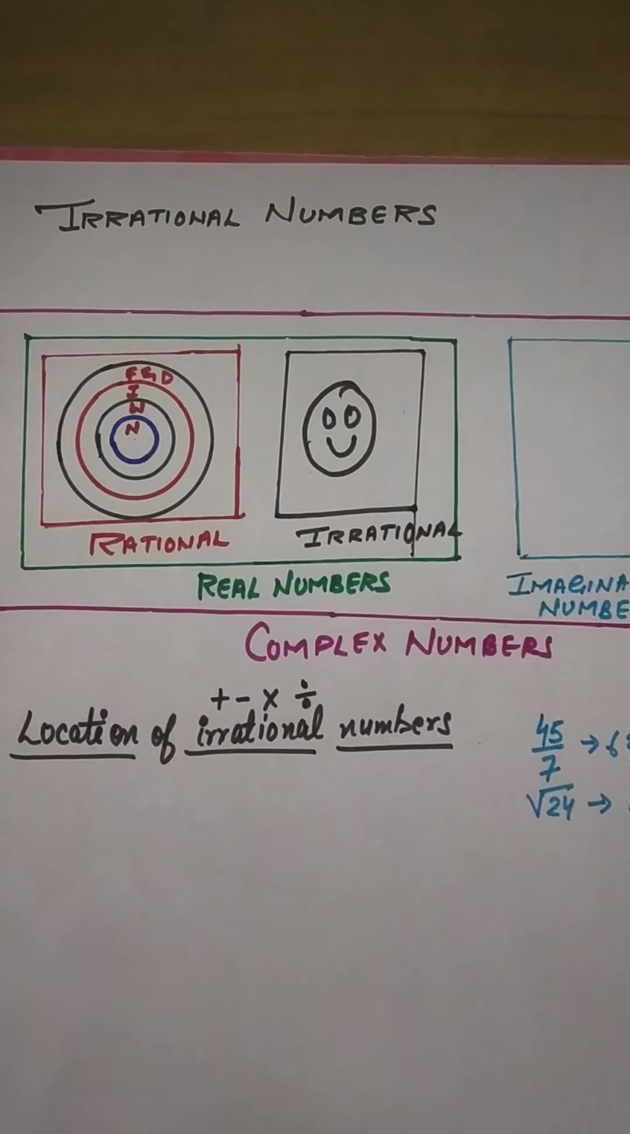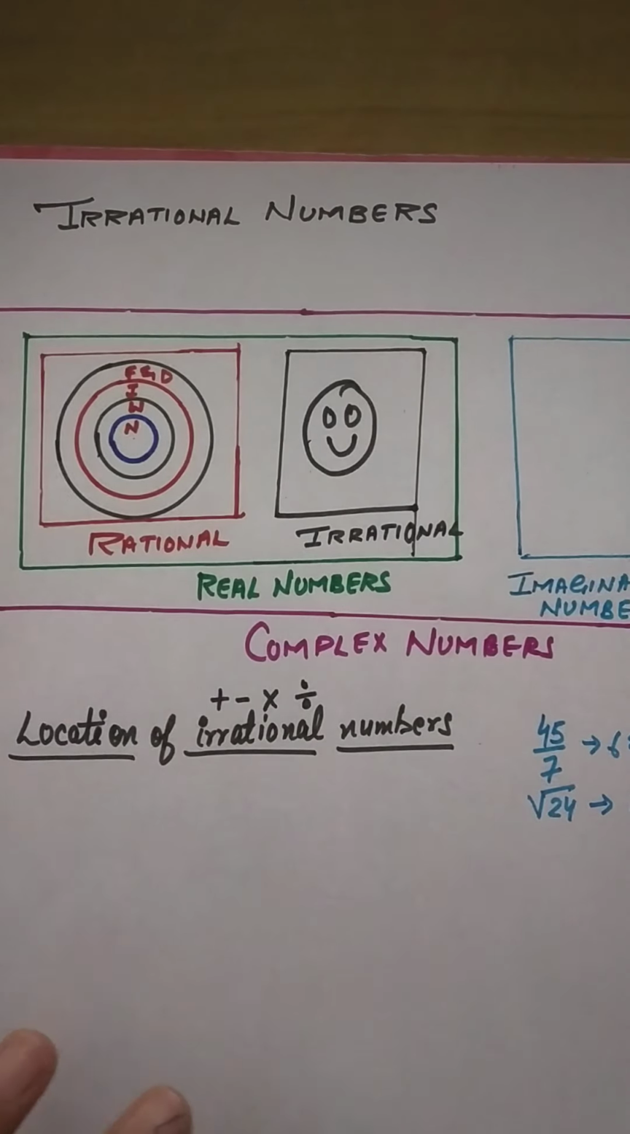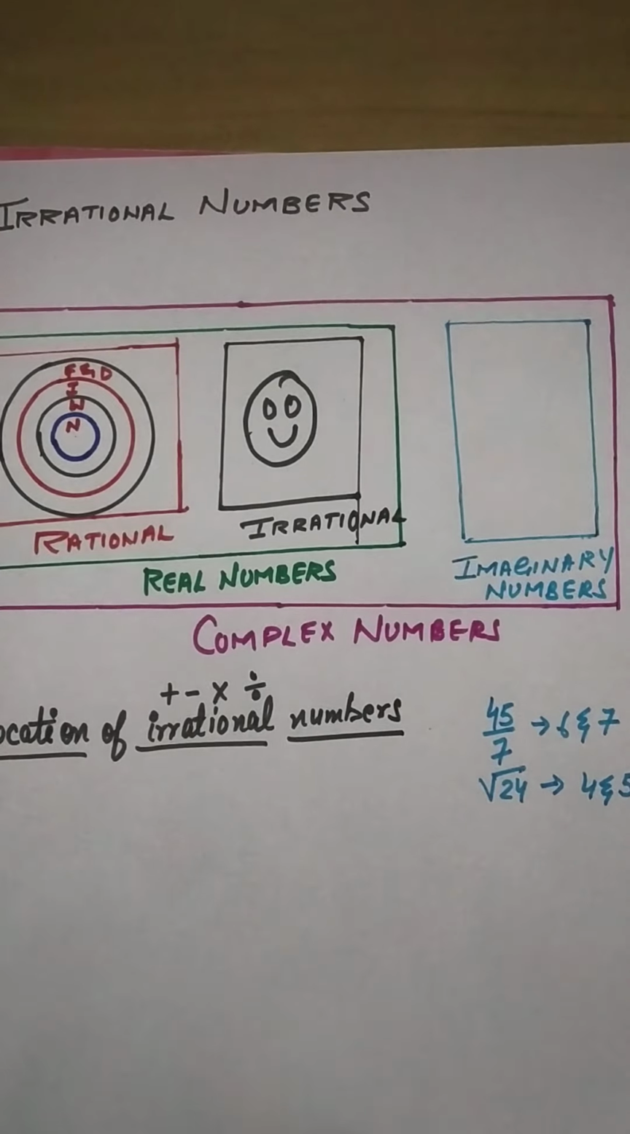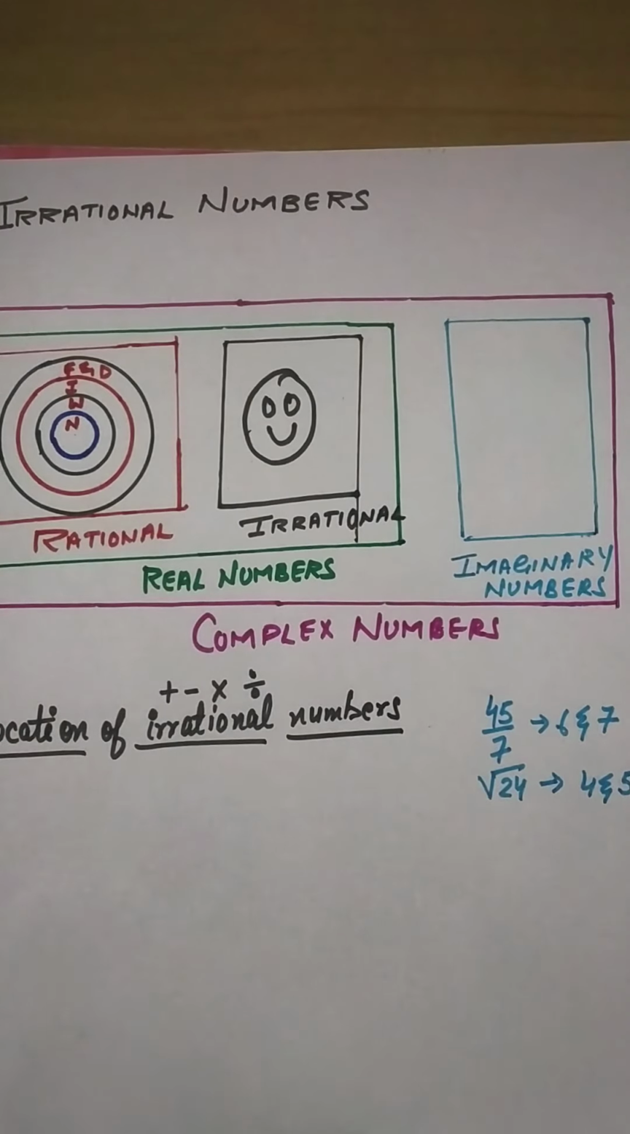But how to locate them on the number line? Just like root 24, it is between 4 and 5, but where exactly? If we calculate the root, it will be a non-repeating and non-recurring decimal. Then how to locate them? We don't even know how to convert them into a fraction. In fact, we cannot convert them into a fraction. Otherwise, this would have been termed a rational number. So how to locate them?